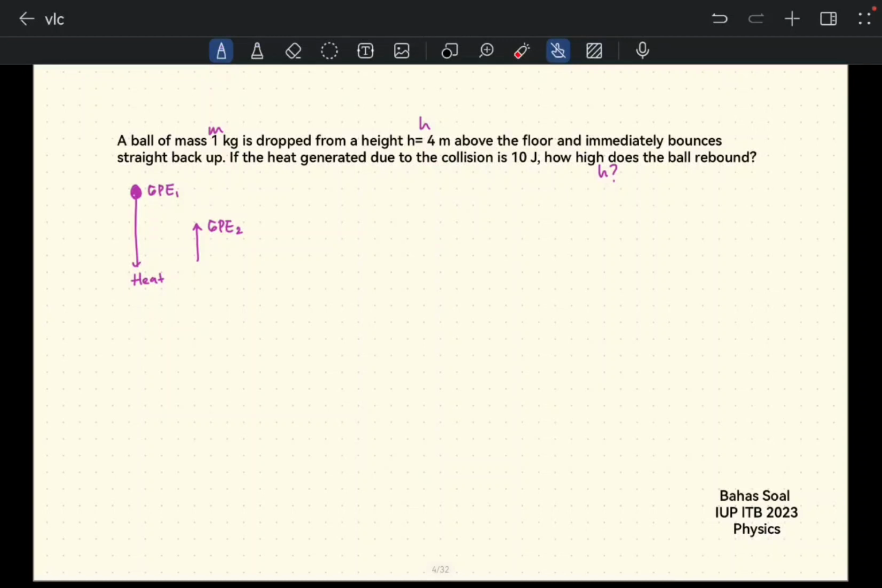So we can find the height from GPE2, and we can use the conservation of energy to solve this problem. The maximum energy is GPE1, gravitational potential energy 1. It changes to heat and gravitational potential energy 2. So we can use mgh equals heat plus mgh2.